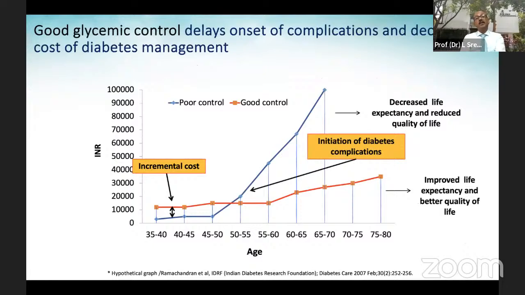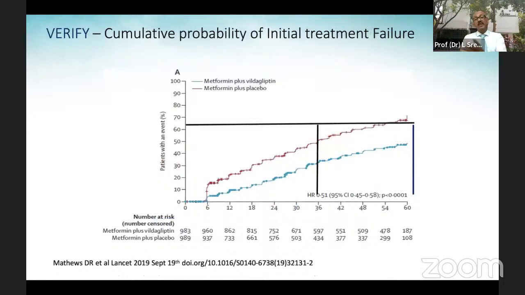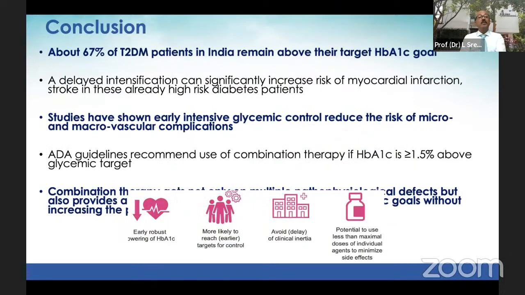And of course, good glycemic control delays onset of complications, and thus indirectly you bring down the economic burden on the patients as well. And this is one of the studies which clearly showed initial treatment failure would be minimized with a combination. So to conclude, about 67% of the diabetic patients in India remain above their target. A delayed intensification can significantly increase the risk of MI and stroke in already high-risk diabetes patients. Studies have clearly shown early intensive glycemic control reduces the risk of micro and macrovascular complications.